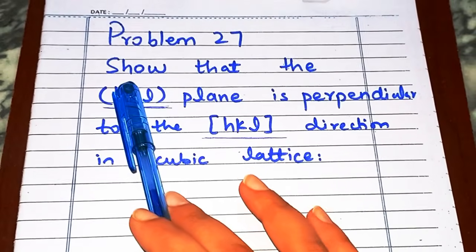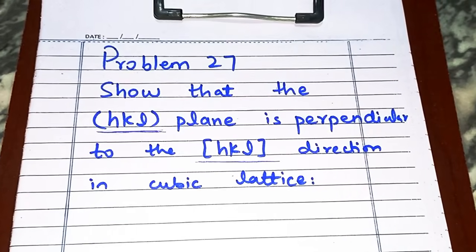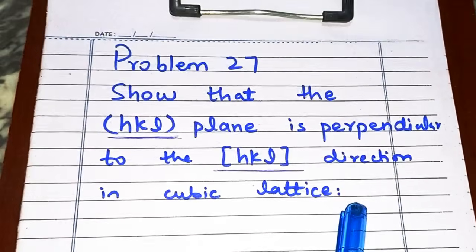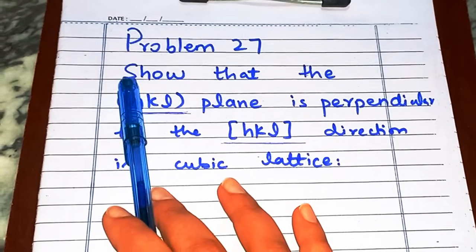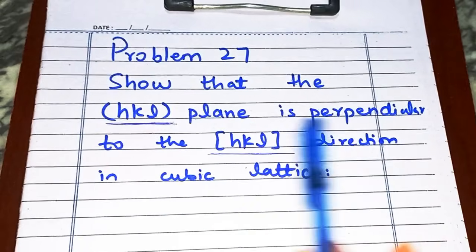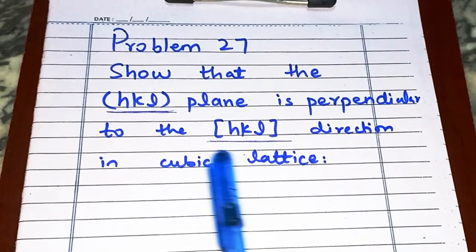In this video, we are going to solve problem 27 from chapter 1 of Solid State Physics by M.A. Wahab. Let's see the problem statement and we'll dive directly into the solution. So the statement says: show that the HKL plane is perpendicular to the HKL direction in a cubic lattice.